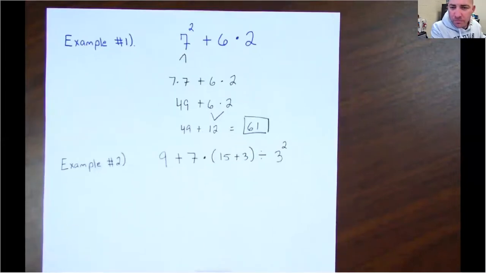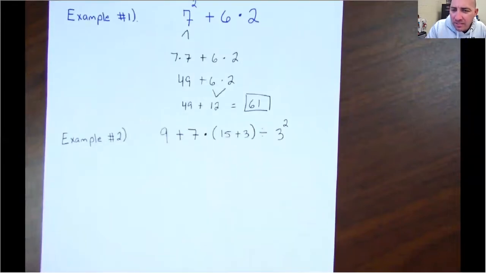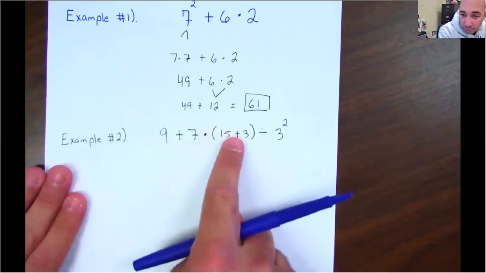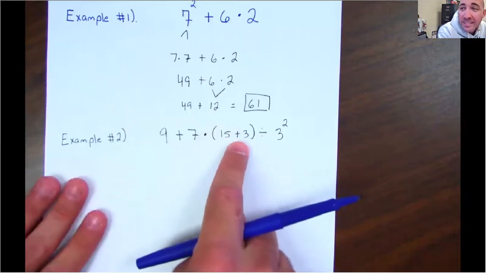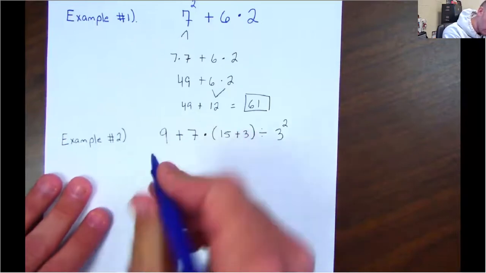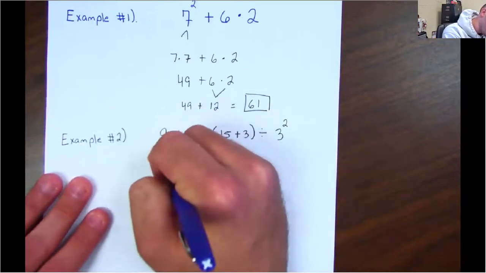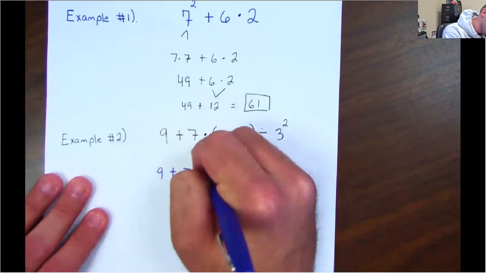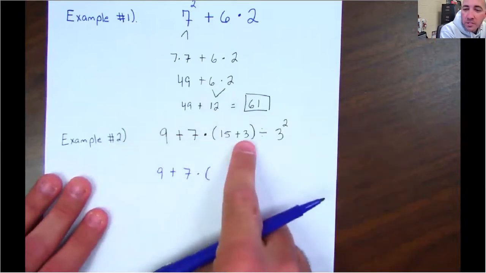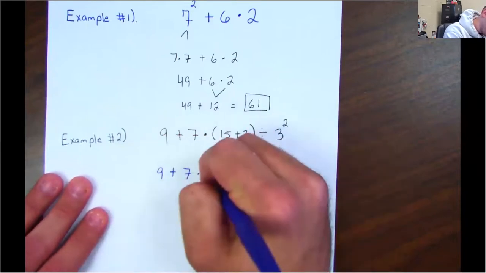All right, let's look at the next example. We have 9 plus 7 times, in parentheses, 15 plus 3, divided by 3 squared. So the first thing is parentheses. Do we have any? Yes, right here. We have to do the work inside the parentheses first. So I'm bringing everything else down. What is 15 plus 3? Well, that's 18.